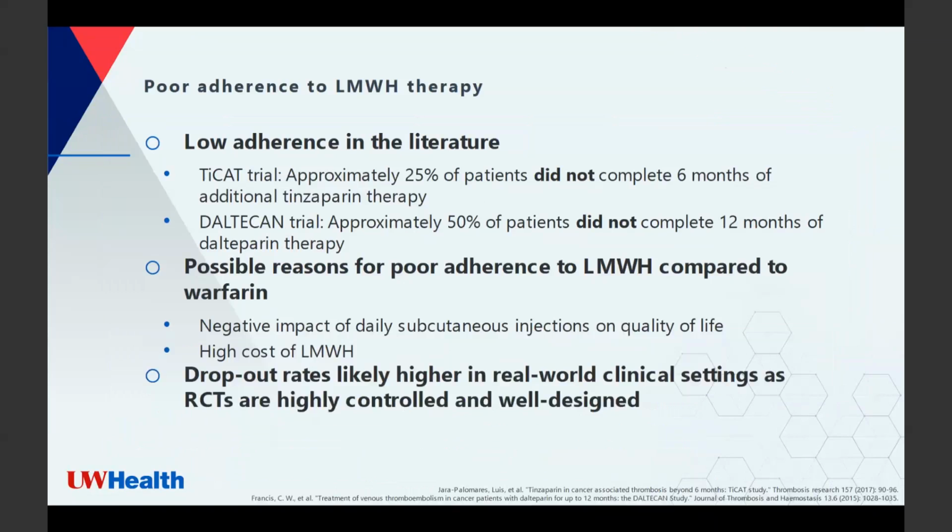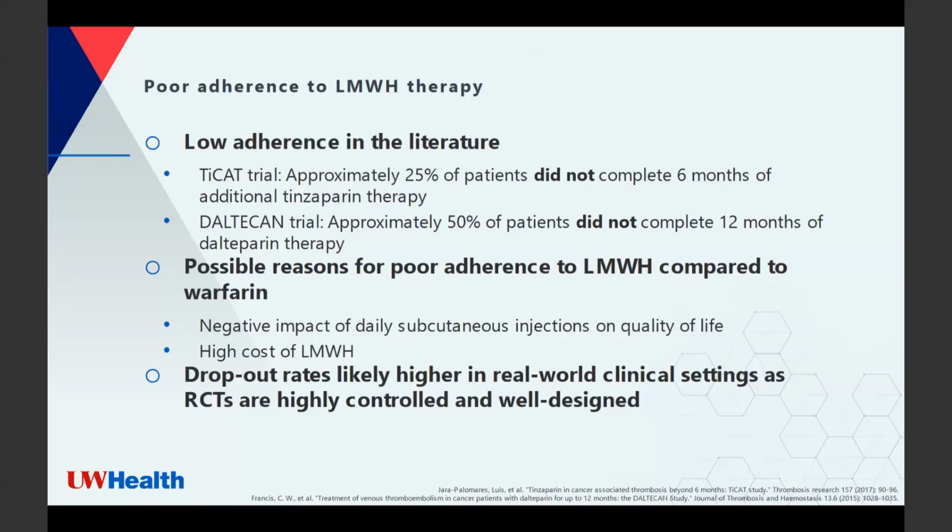In the TICAT study, which was a prospective study evaluating tinzaparin safety, 25% of patients did not complete the intended 6 months of therapy. In the DOACs study, which was a prospective study evaluating recurrent VTE in patients treated with dalteparin, 50% of patients did not complete the intended 12 months of therapy.